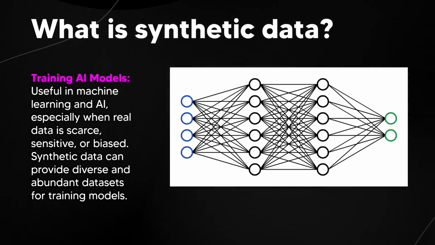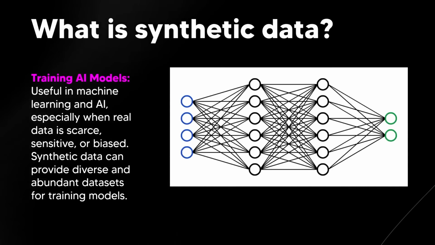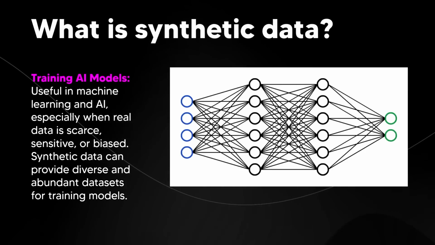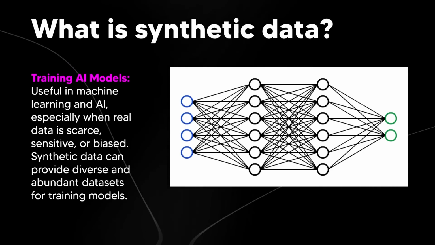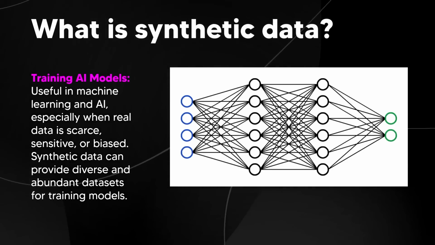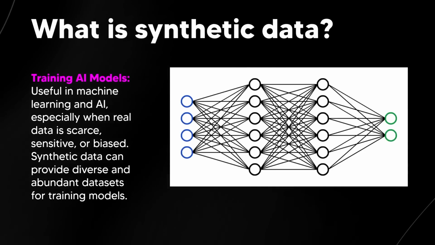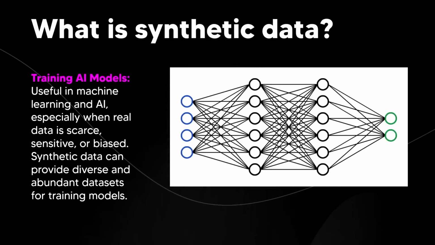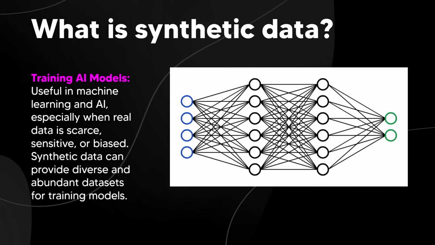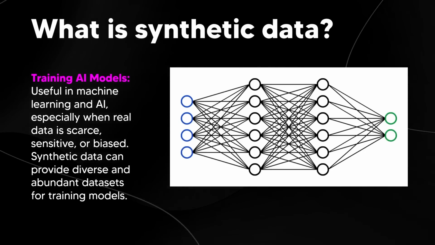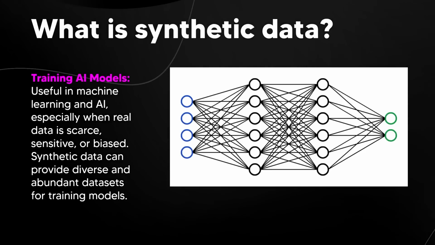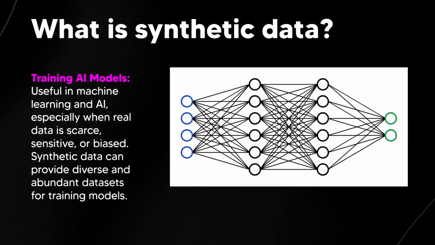And of course, synthetic data is useful in machine learning and AI, especially when real data is scarce, sensitive, or biased. We've heard many cases where data unfortunately is biased because of the sources or simply because of the biases of humans. And of course, if you want to remove the biases, you're going to have to change that data set. So this is something that we need to ensure doesn't happen.